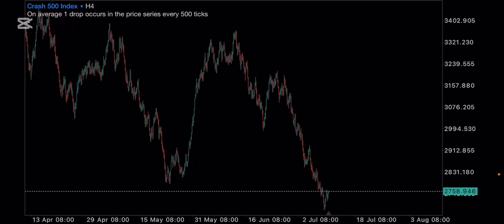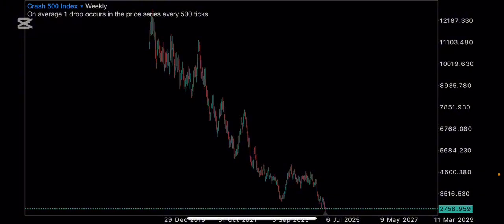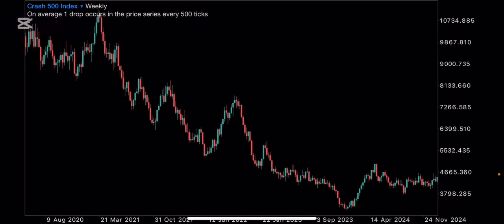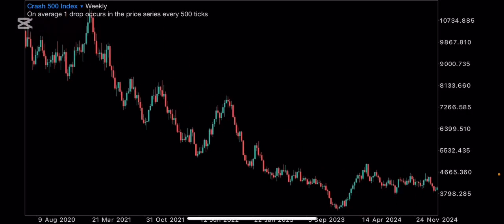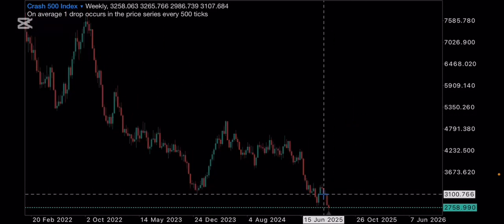So this is Crash 500. The first thing I'm going to do is go to the weekly time frame. So now, this is the weekly time frame of Crash 500. You can obviously see that it has been on a serious downtrend. But this is where we are currently on this side of the market.